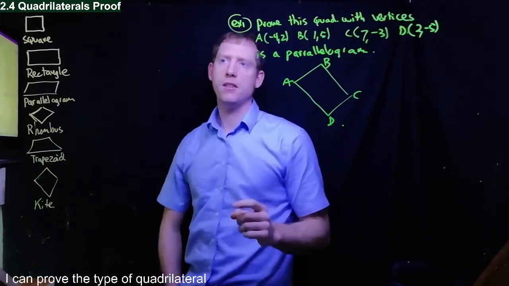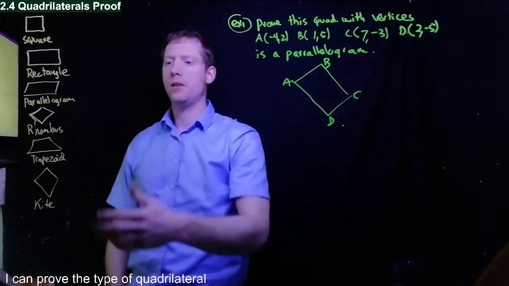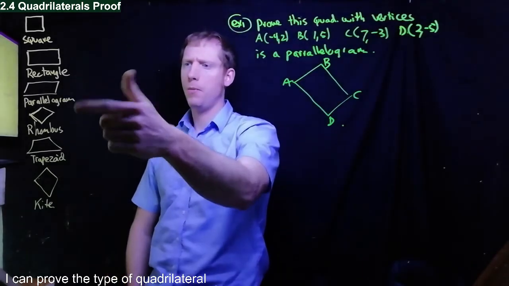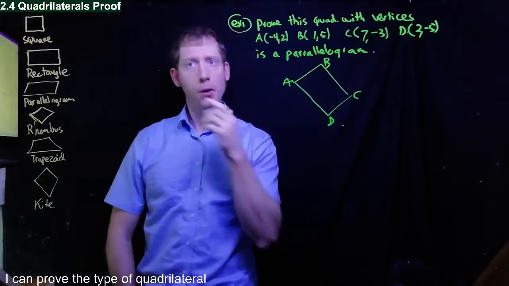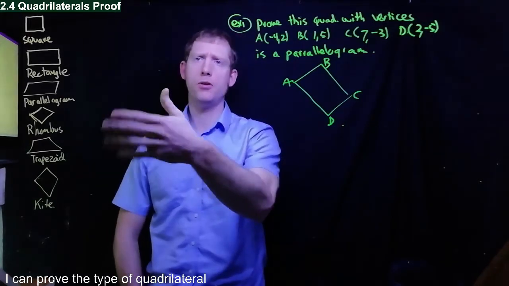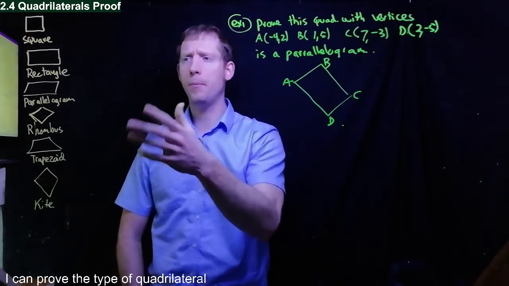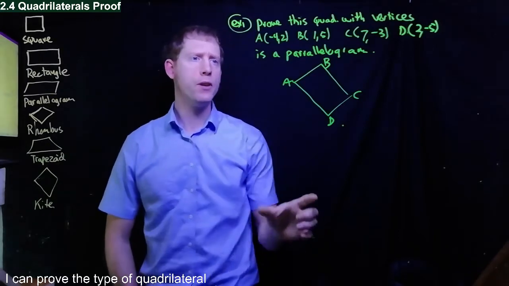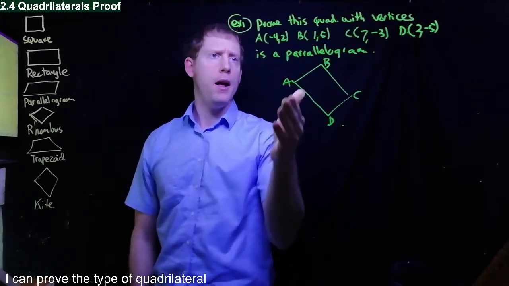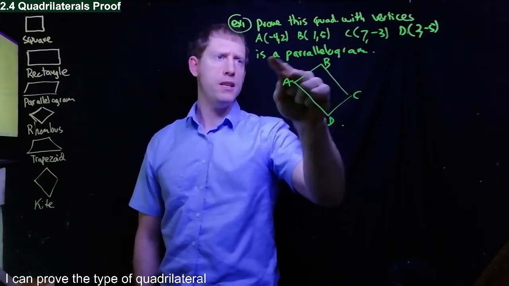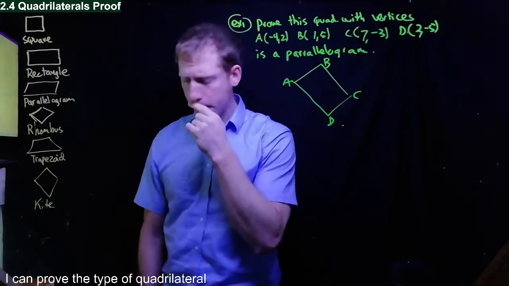Welcome back. So last class we learned about the different types of quadrilaterals. We have square, rectangle, parallelogram, rhombuses, trapezoids, and kites. In this class we're going to be proving the type of quadrilateral by using mathematics. For example, let's say that you had to prove this quadrilateral using these vertices is a parallelogram.